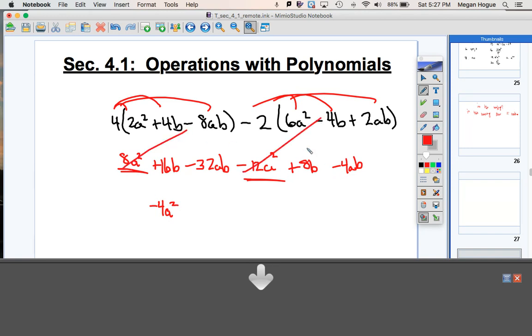Remember, when we combine, the exponents are going to stay the same. This is a 16b and an 8b. When I combine those, I'm going to get a 24b. And then these two both have an a and a b, so those are like terms. And so we get -36ab.